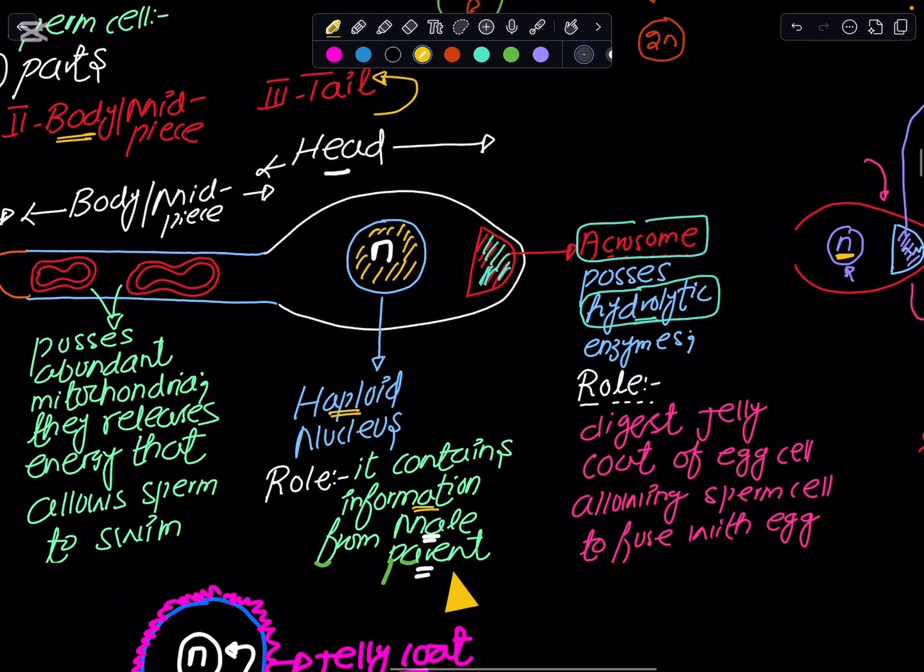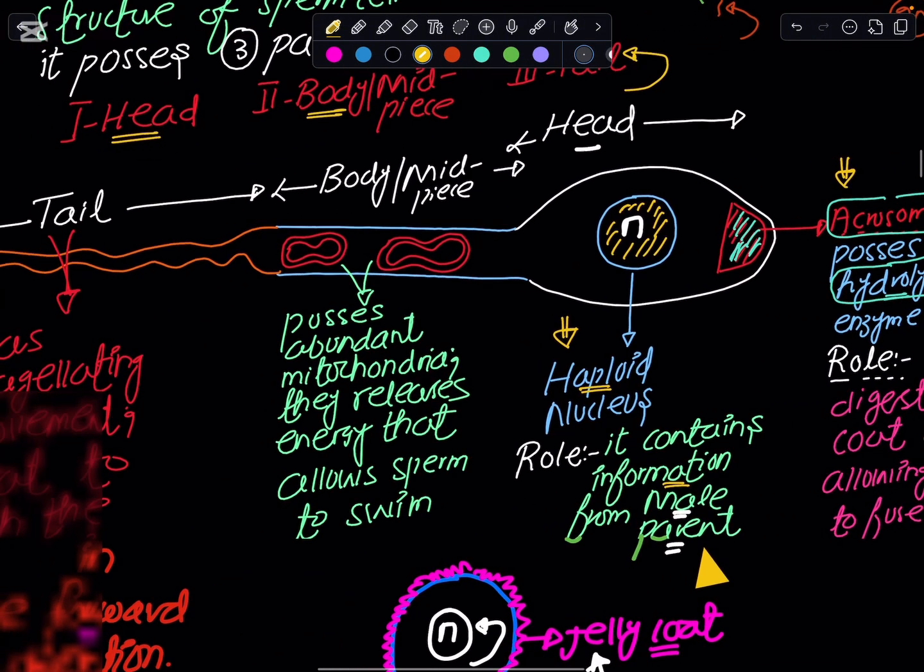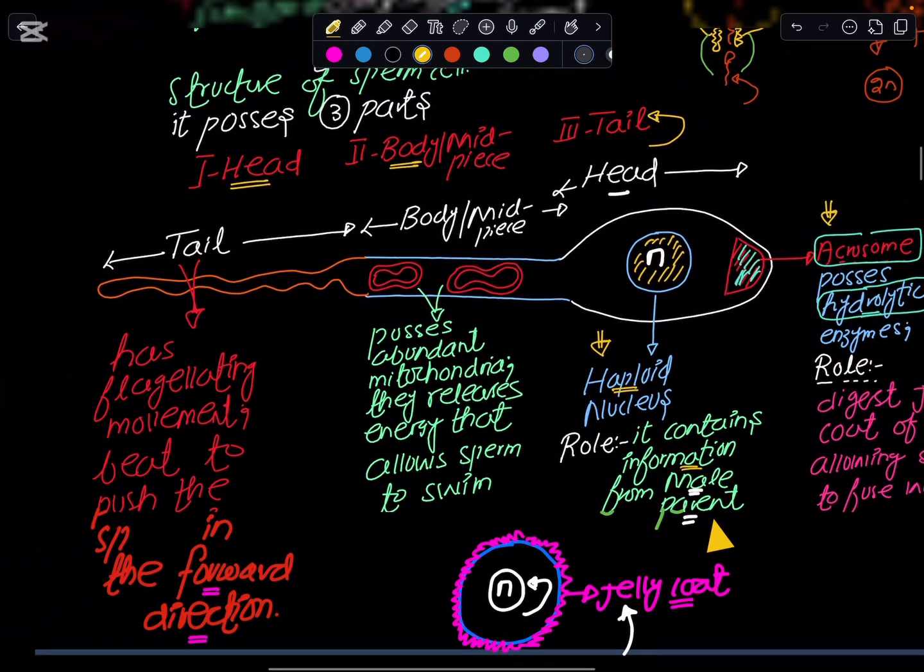So you see, we are done with the head part. Not only does it contain half the genetic information from the male parent, but we have also seen what the acrosome is actually doing. Now, as I have mentioned earlier, this sperm cell, at any cost, has to swim.